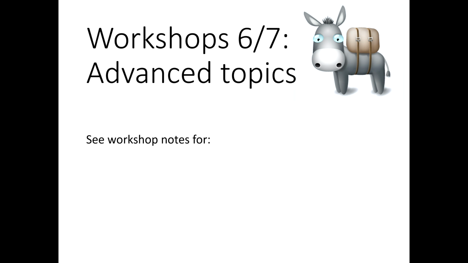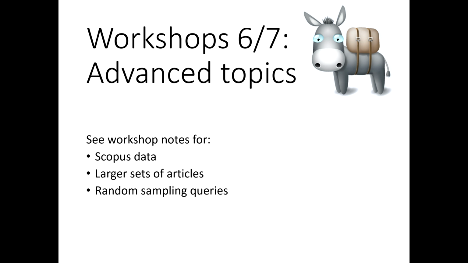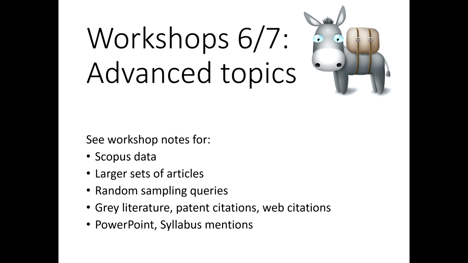This presentation is a non-presentation, just mentioning that the workshop tasks include several advanced topics that are optional for you, up to you whether you try them out or not. And these include getting data from Scopus rather than the Web of Science, getting larger sets of articles for the world reference set or an individual field and year, the queries for random sampling, other types of web citations such as grey literature and pattern citations or general web citations, also PowerPoint and syllabus mentions.